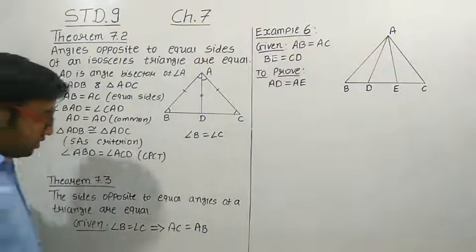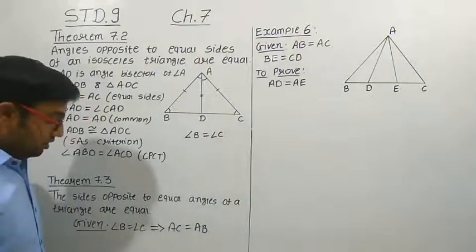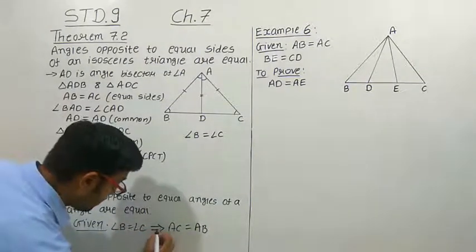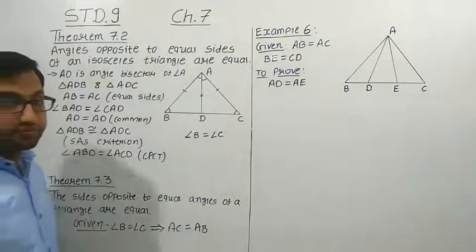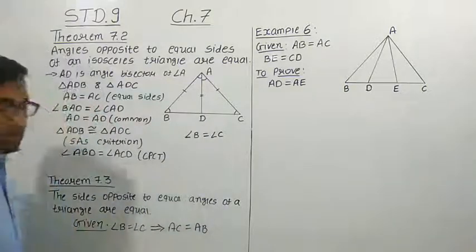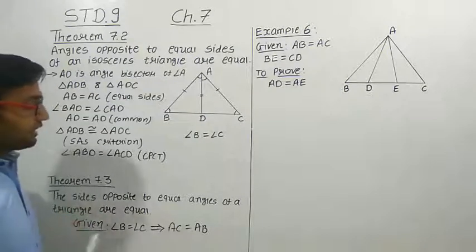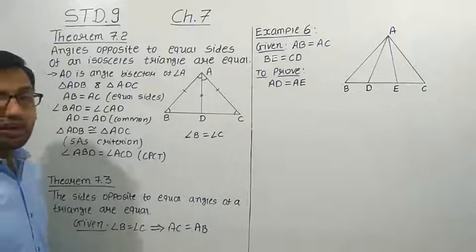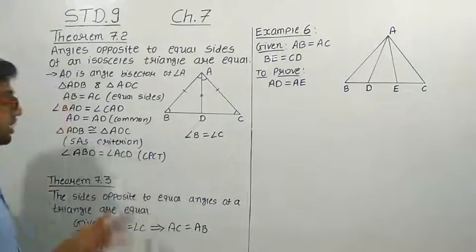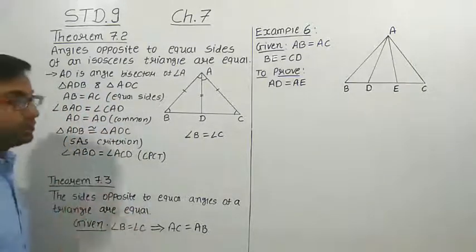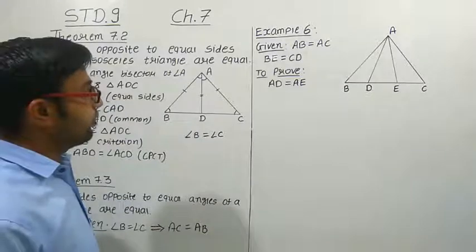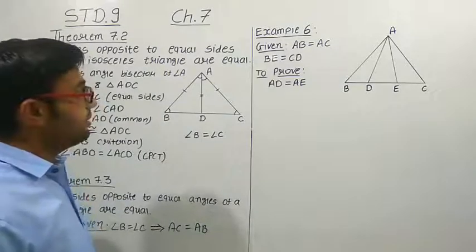Right? So these two theorems are opposite to each other. Okay, so we can also say the converse of each other. So this theorem is: the sides opposite to the equal angles of a triangle are equal. Right? So now based on these two theorems, let us solve one of the examples, that is example number 6.